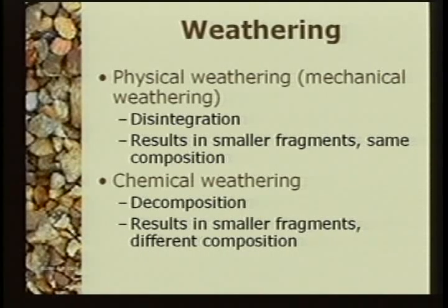However, if you look at chemical weathering, you note that this is decomposition. So, not only do we end up with smaller pieces, but we also end up with smaller pieces of a different composition. We have chemical weathering whenever usually water or oxygen in the air will chemically react with some of the minerals in the rock and change their composition. So, physical weathering results in smaller pieces but the same material, and chemical weathering results in smaller pieces but it's different than the original material we started with.